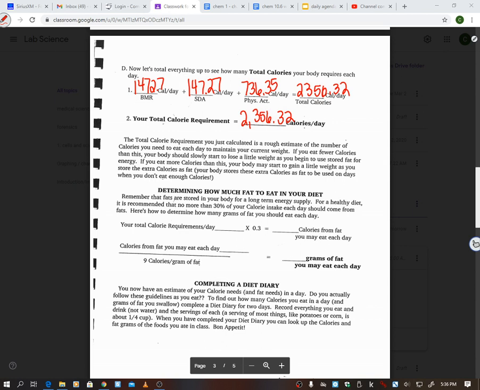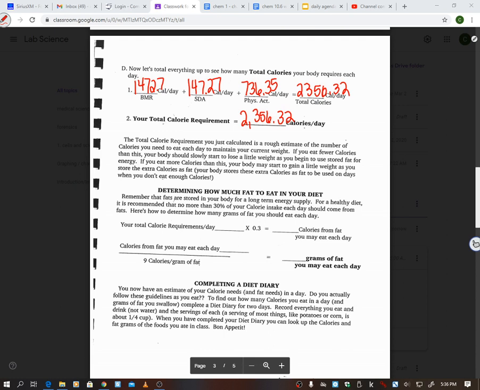If you eat more calories than this, your body may start to gain a little weight as you store the extra calories as fat. Your body stores these extra calories as fat to be used on days when you don't eat enough calories. Now, when you get older, you have other factors that come into play, like your chemicals, whether it be your hormones or whatever else.